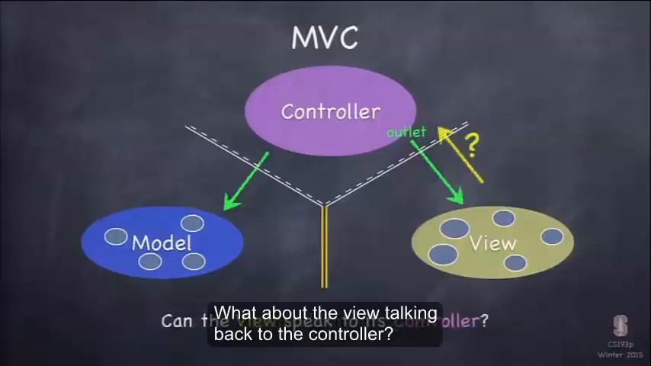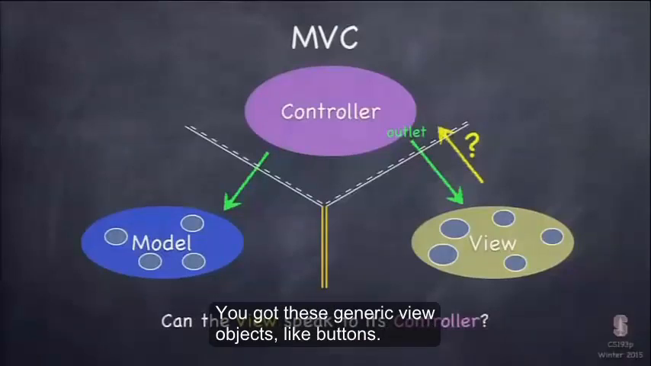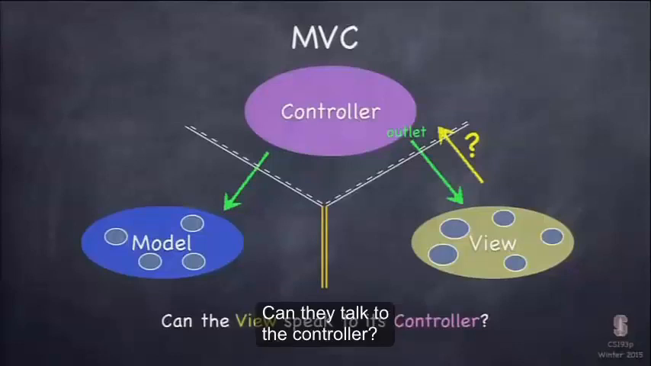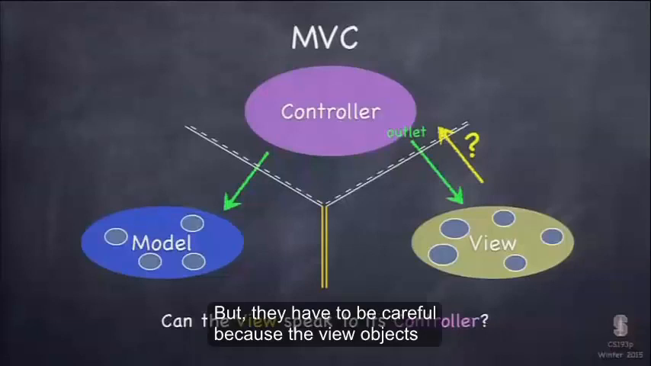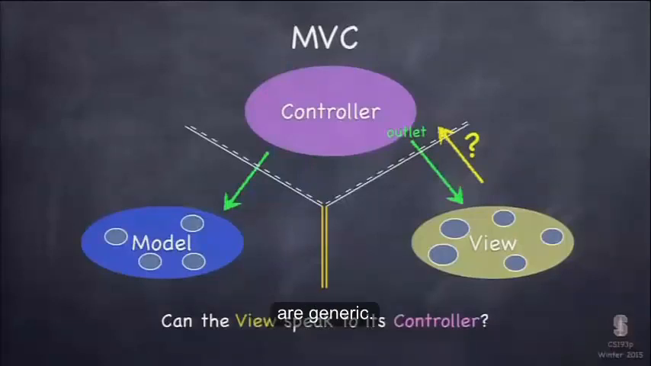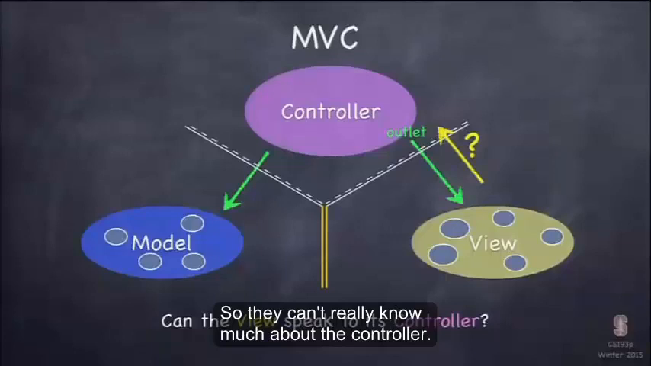What about the view talking back to the controller? You've got these generic view objects like buttons. Can they talk to the controller? Well, yes, they can, but they have to be careful because the view objects are generic, so they can't really know much about the controller.